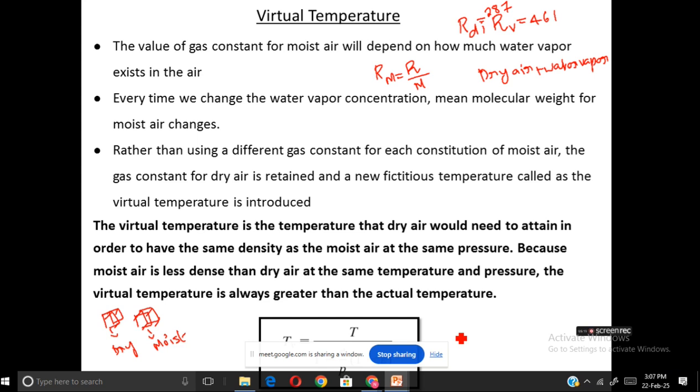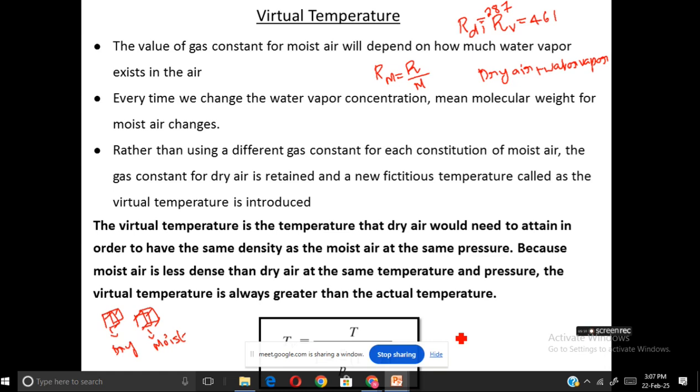I was just going through the virtual temperature that we were discussing in the last class. As we discussed earlier, virtual temperature is the temperature that dry air would need to attain in order to have the same density as the moist air at the same pressure. These things we already discussed in the last class.